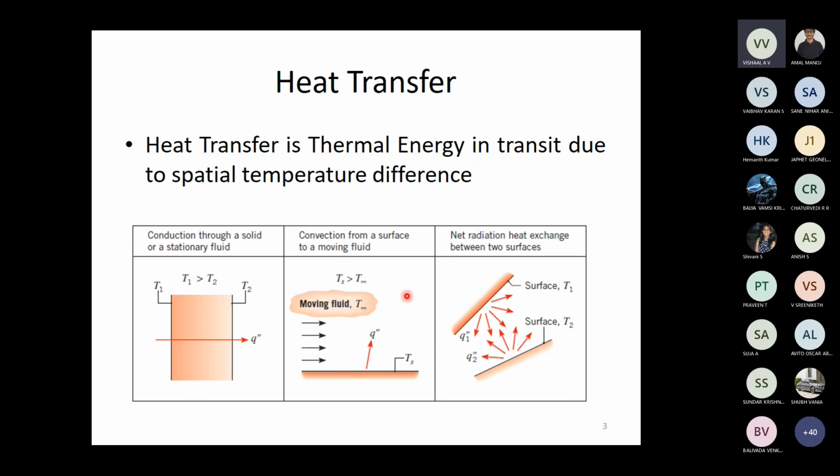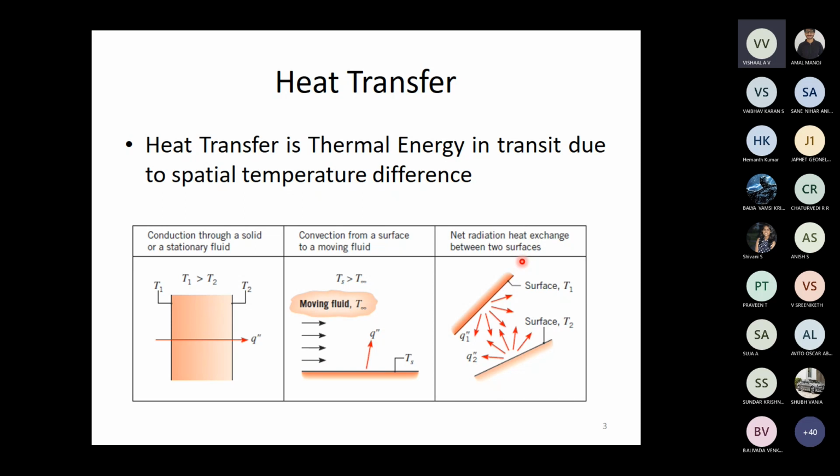Now, in conduction and in convection, the heat transfer is always from a surface of higher temperature to another surface of lower temperature, or from one entity at a higher temperature to another entity at a lower temperature. That is common to conduction and convection. Coming to radiation, there is a difference. You see here the titles: conduction through a solid, convection from a surface. But when you come to radiation, the word net is used: net radiation heat exchange between two surfaces.